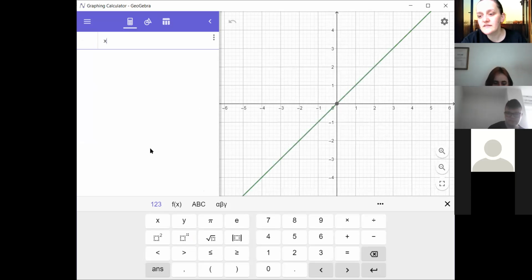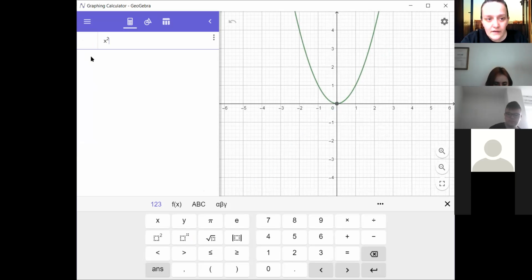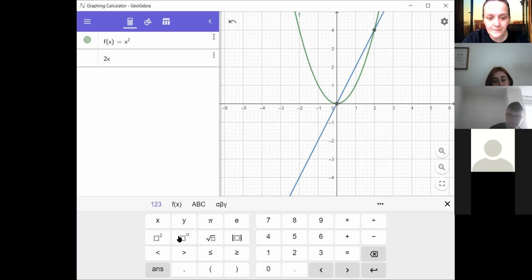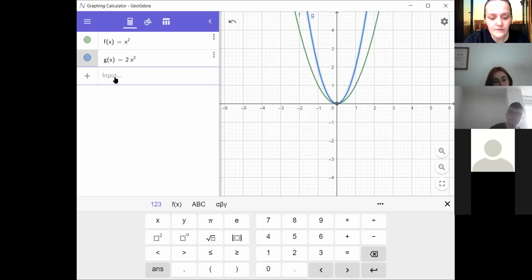Look, when it's only x, it's a straight line, but when you do x squared, it's a parabola. This is the parabola of x squared. When you have, for example, 2x squared, let me write here, 2x squared, it gets narrower. For example, if I do greater, like 5x squared, look, it gets closer and closer.